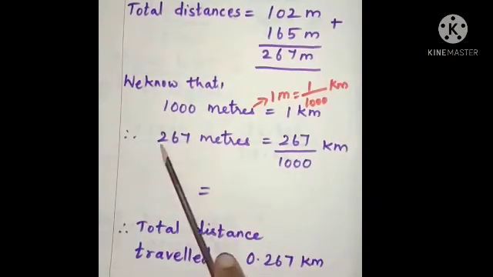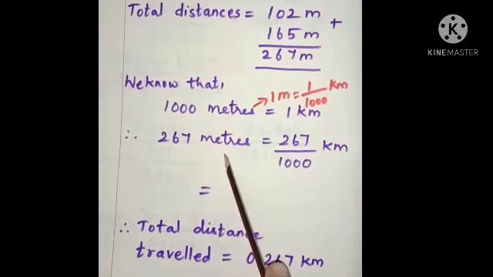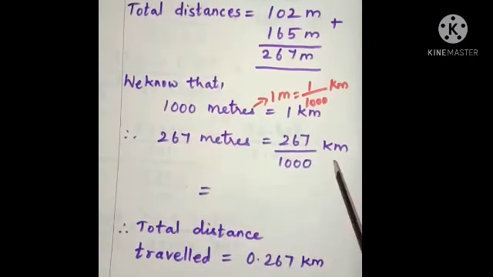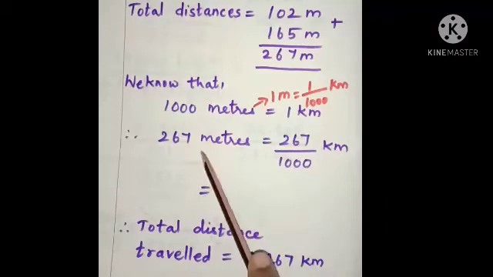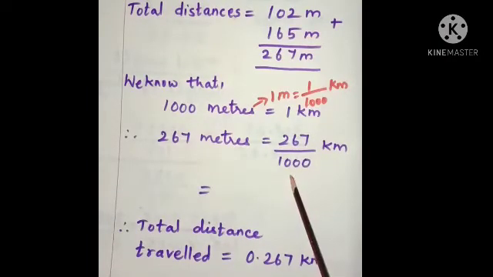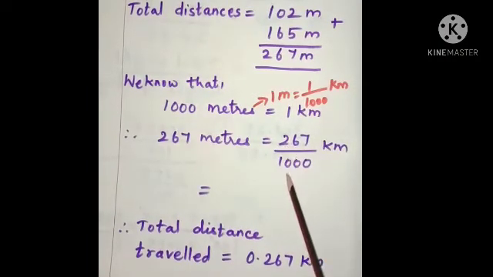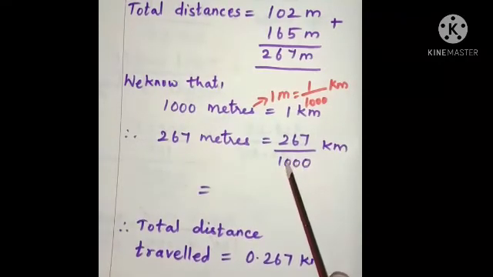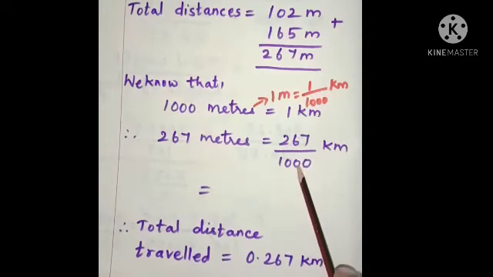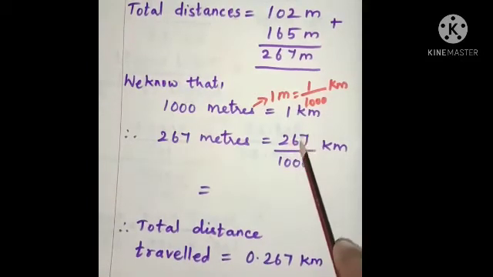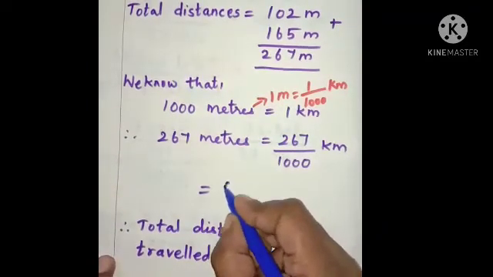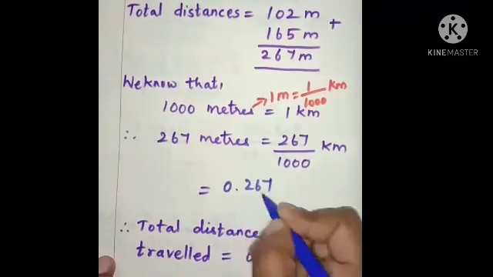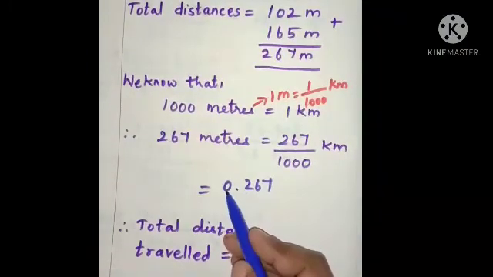So we have 267 meters. To convert this into kilometers, we have to divide this by 1000, isn't it? So when we divide the number by 1000, here in the denominator there are 3 zeros. So we have to put the decimal point before 3 digits. So 1, 2, 3 before 2, 2, 6, 7. So there is no whole part. So put 0 to represent the whole part.